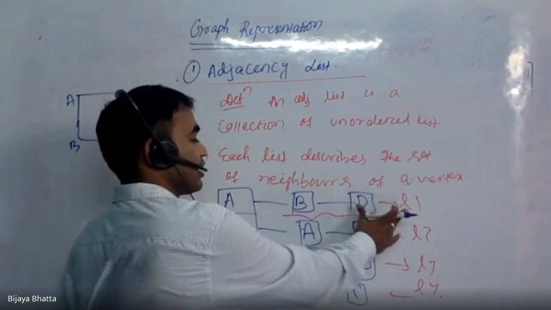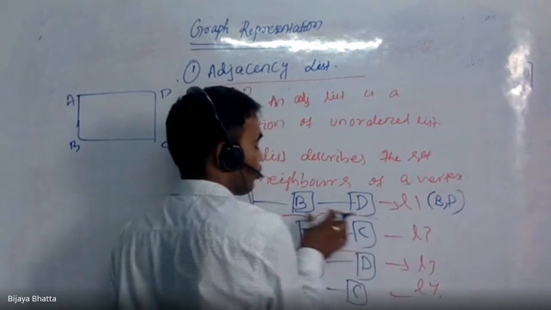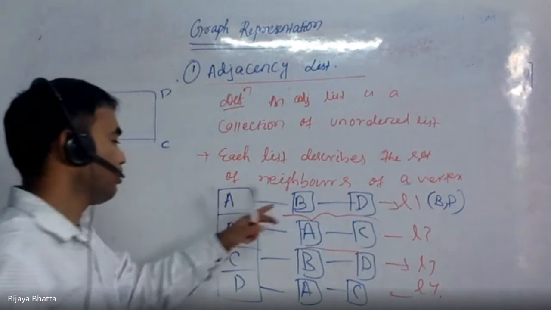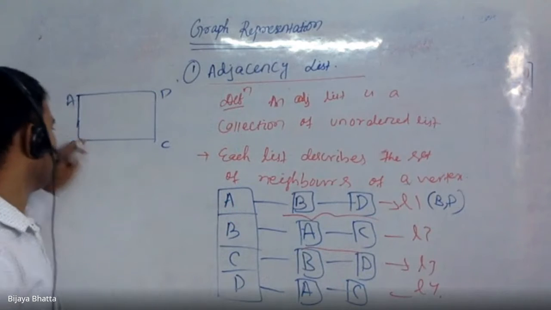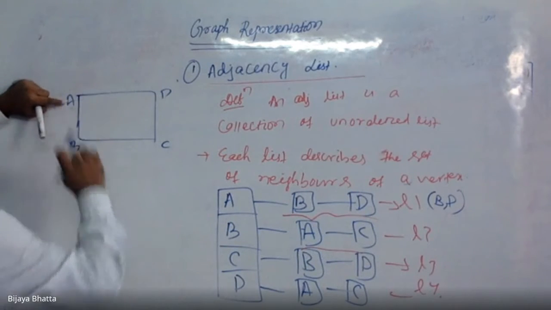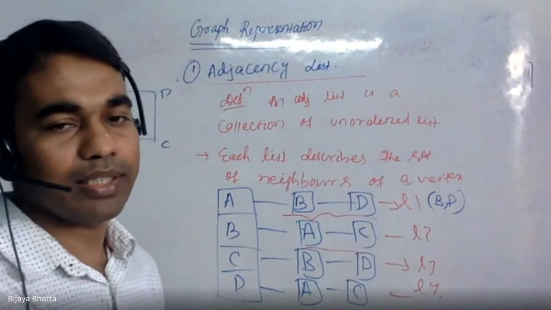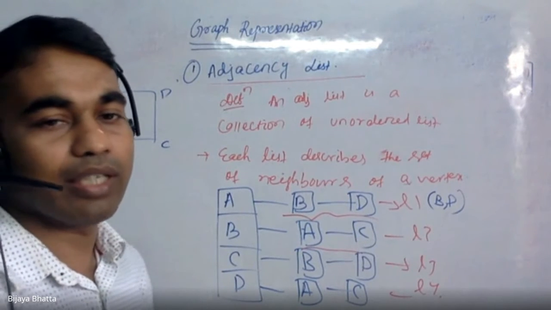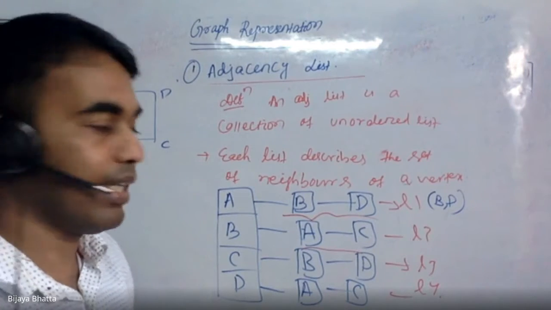So what does this list represent? L1 means BD, right? So L1 contains B and D, which means vertex B and vertex D are neighbors of A. If you look into the graph also, you can see B and D are neighbors of A. So that is what it represents. This is known as an adjacency list for an undirected graph.